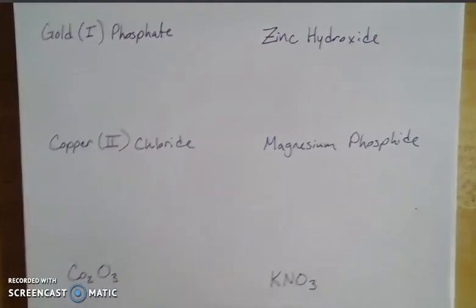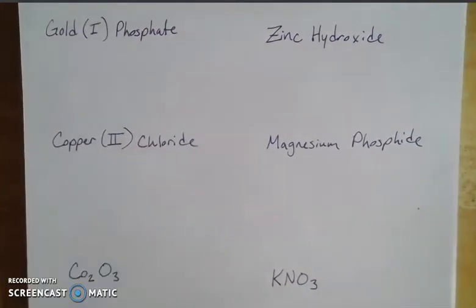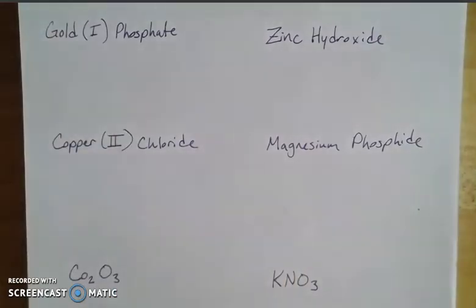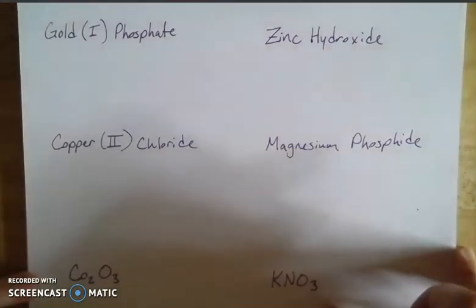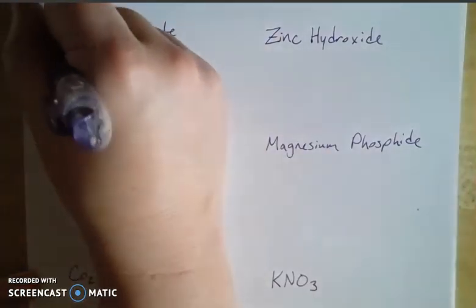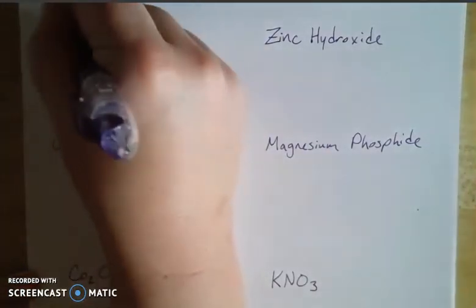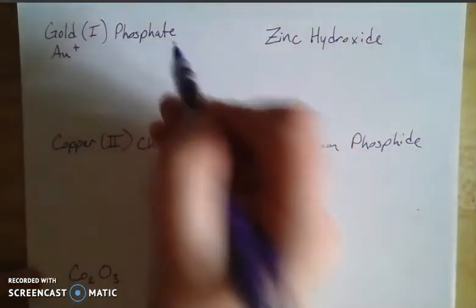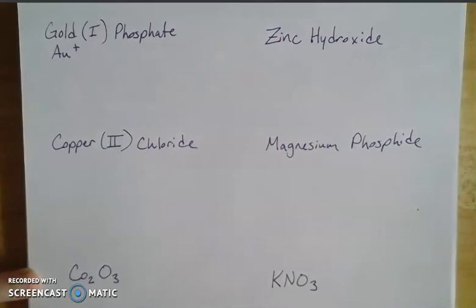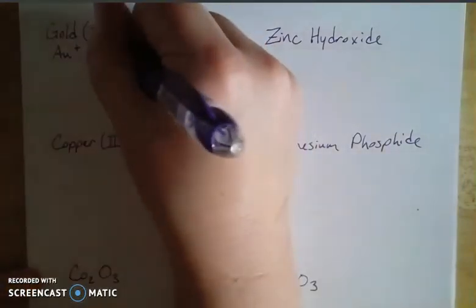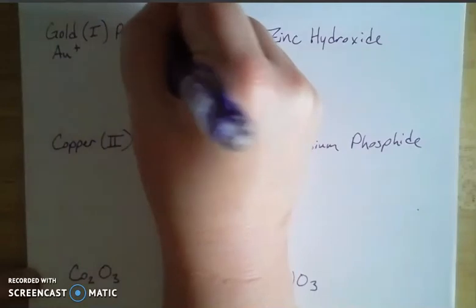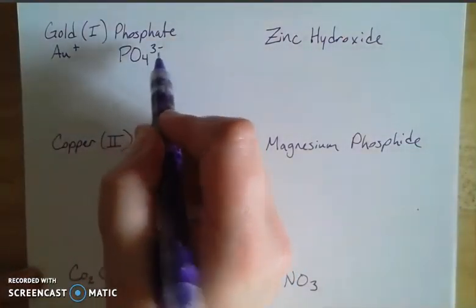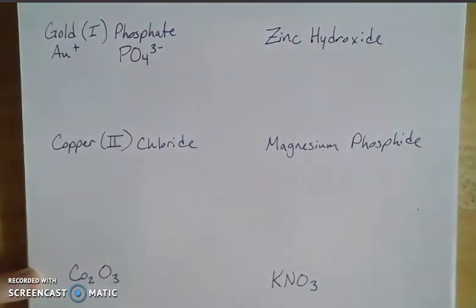So let's start at the top here. Gold(I) phosphate. That I in parentheses indicates the charge on my gold. So let's think about this. Gold is aurum, right? So Au, and it has a +1 charge. Phosphate, that ATE ending, indicates that it must be a polyatomic ion. And if I was to look up the chemical formula, or if I had it memorized, which I do, then PO4 has a 3- charge, and that is phosphate.